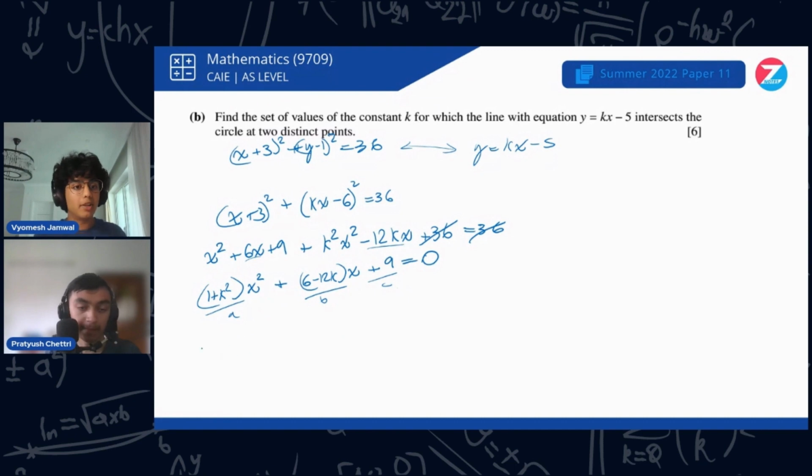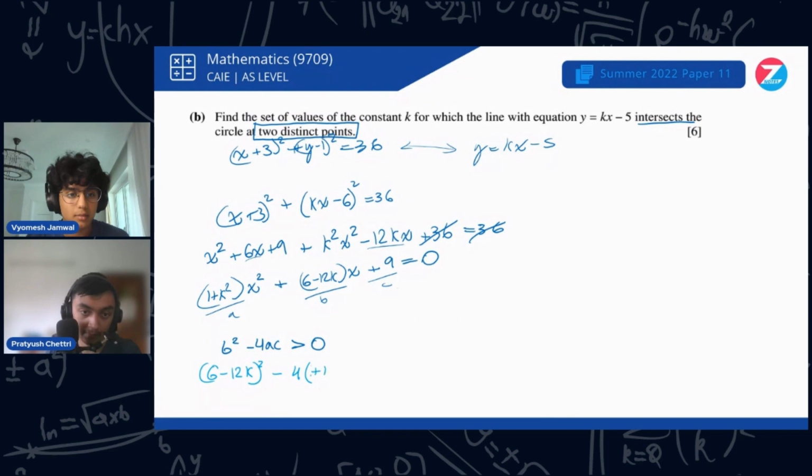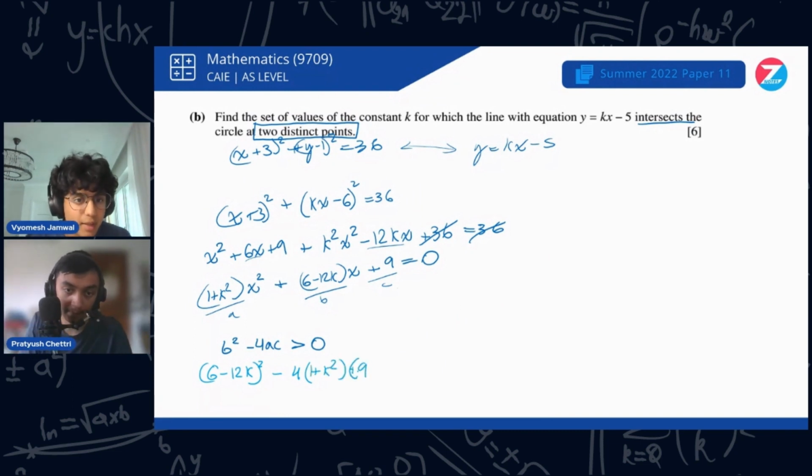And so if the line intersects the circle at two distinct points, we're saying that the discriminant of this quadratic is going to be more than zero. So let's just solve that. It's going to be (6 minus 12k) squared minus 4 times (1 plus k squared) times 9. When we simplify this, (6 minus 12k) squared would turn into 36, 6 times 12, that's 72, minus 144k plus 144k squared.